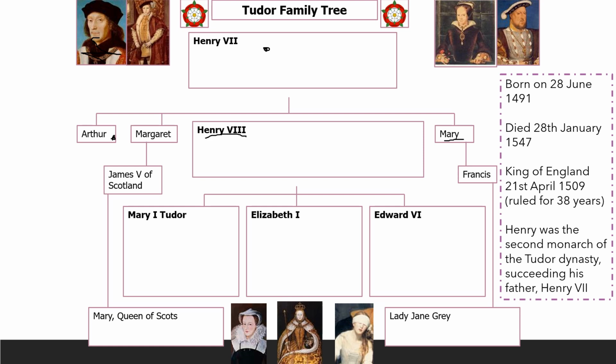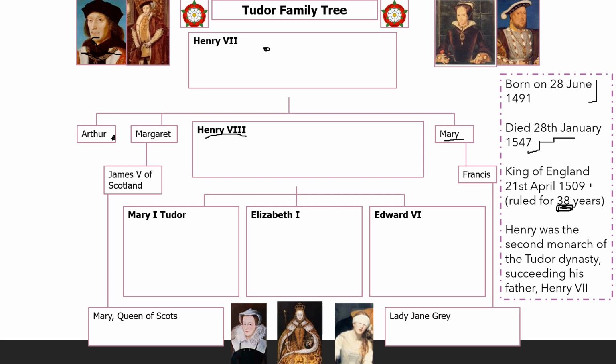Okay, so Henry was born on the 28th of June in 1491. He died in 1547, so he led quite a good long life, particularly at that time, because people didn't live as long as they do today. There's lots of different standards in medication and what people ate, their diet and how they lived. He was King of England from 1509 and ruled for 38 years. That's quite a substantial amount of time. So what impact did he have in those 38 years?